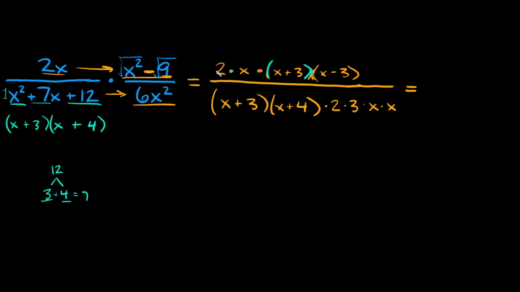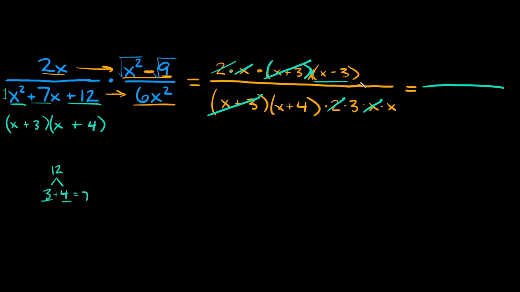Well, first of all, starting with the top, we have a 2 on the top and we have a 2 on the bottom, right? So those kill each other. We have 1x on top, so it's going to kill one of the x's on the bottom. And then on top, we have an x plus 3 in parentheses, and we have an x plus 3 in parentheses on the bottom, right? So those kill each other. And do we have anything else? I think that's it, right? So then what are we left with?